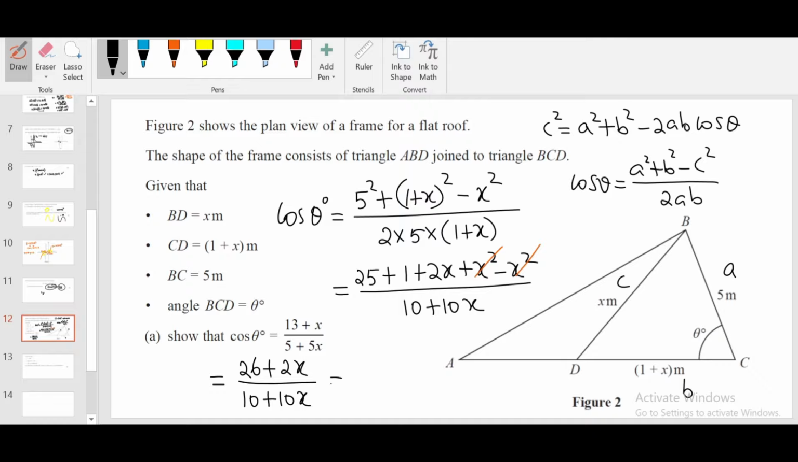You can take 2 as a common factor from both the numerator and denominator and cancel out. You will get 13 plus x divided by 5 plus 5x. That's the answer. So you just need to carefully apply the cosine rule, that's all. It's a 2-mark question. Let's move on to part B of this question.